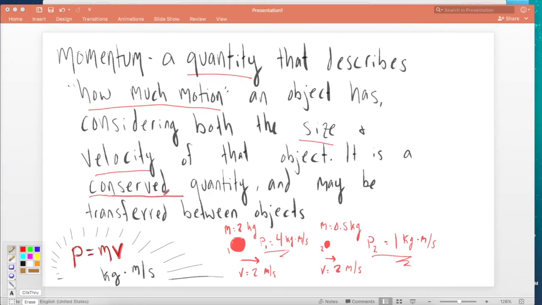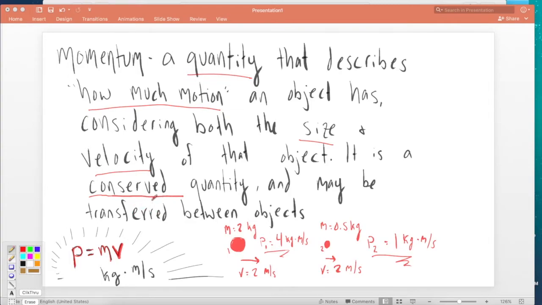What does that word conserve mean? Well, it means it's never wasted, it's never lost. You can't really add any more to it. The momentum of a system, remember a system is whatever you're studying, the momentum is always conserved. So the total momentum of a system cannot change. It simply gets transferred between objects.